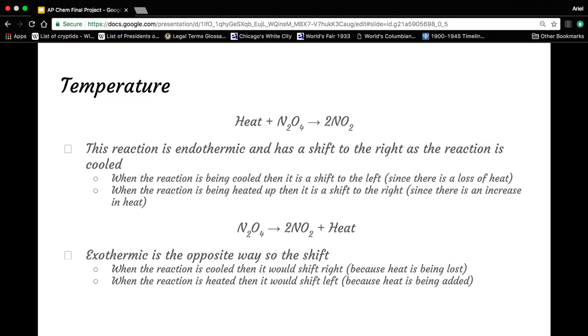You just have to check where the heat is being added and see what is happening, what they're asking you, and it's really not that hard. And that's the end of my presentation.